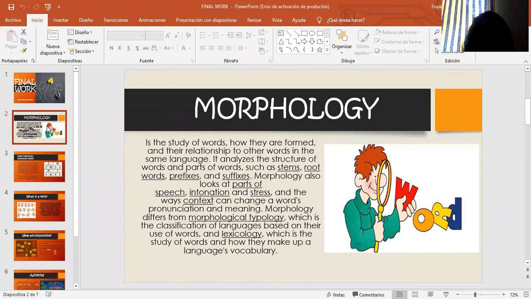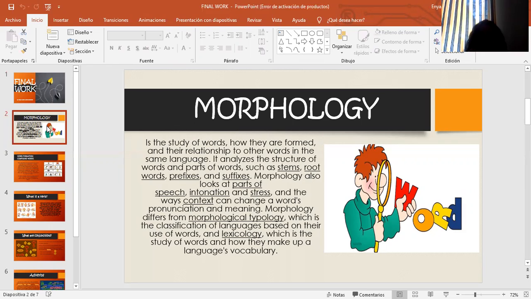Morphology is the study of words, how they are formed, and their relationship to other words in the same language. It analyzes the structure of words and parts of words, such as themes, roots, prefixes, and suffixes. Morphology also looks at parts of speech, intonation, and stress, and the ways context can change a word's pronunciation and meaning.